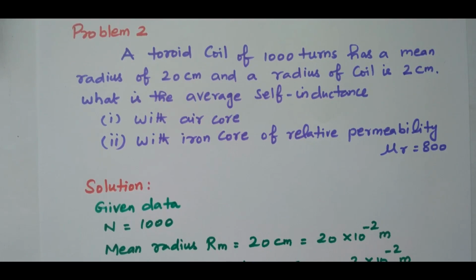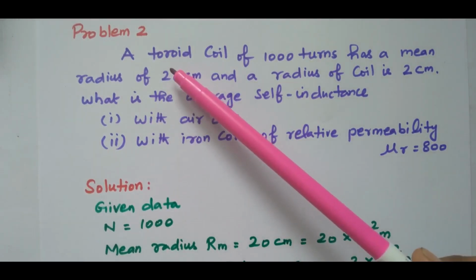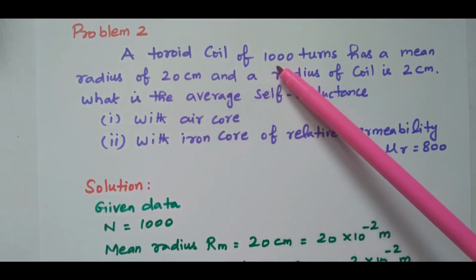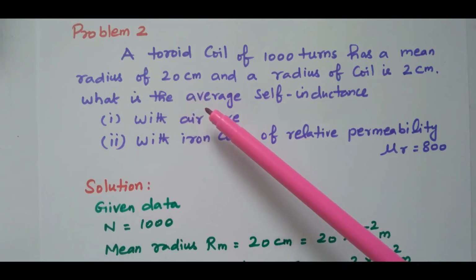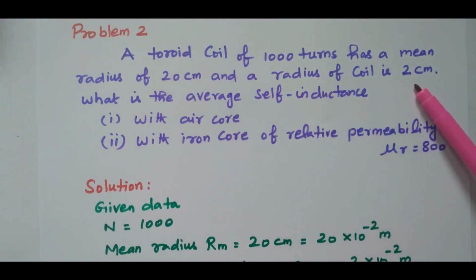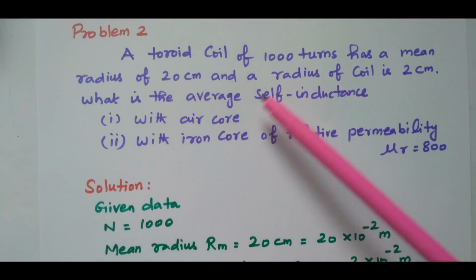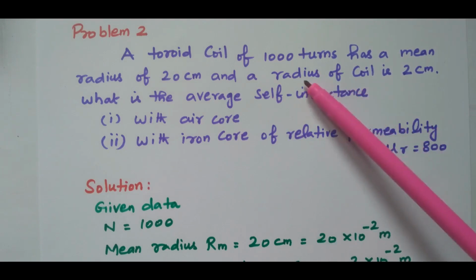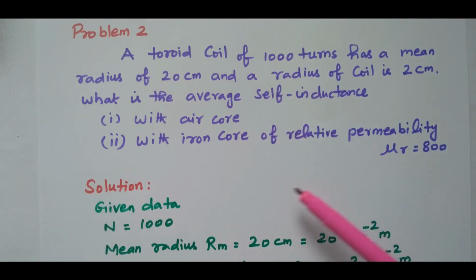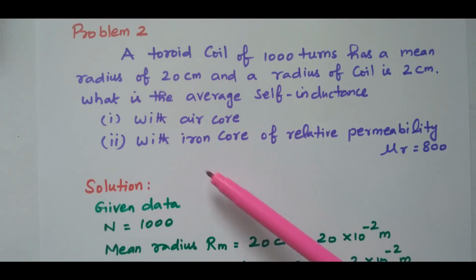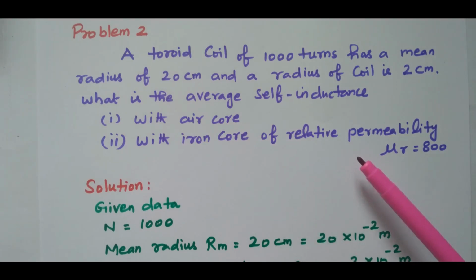So in the second problem, it is also based on a toroid having 1000 turns. Number of turns is 1000, mean radius 20 centimeter and radius of the coil 2 centimeter. Right? Number of turns, mean radius and radius of the coil are available. We need to find the self-inductance, the inductance of the toroid, under two different conditions: with air core, which means the mu r value will be 1, and with iron core, for which the relative permeability is given, mu r equal to 800.